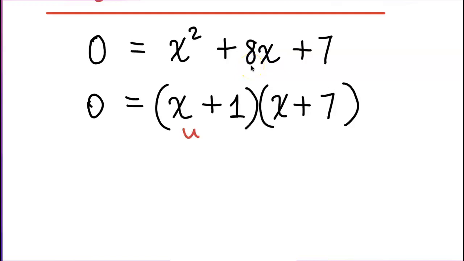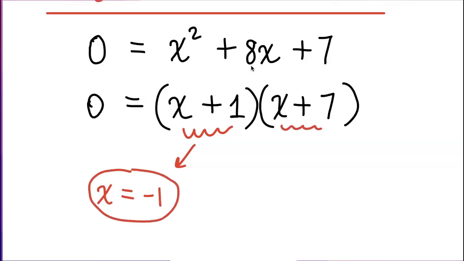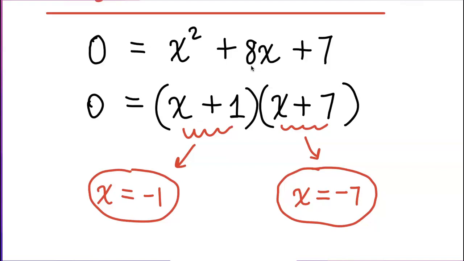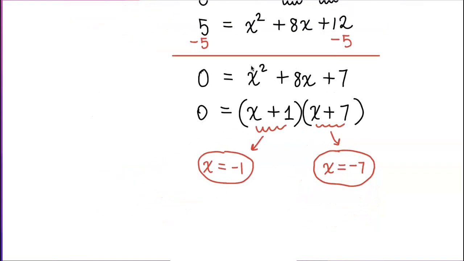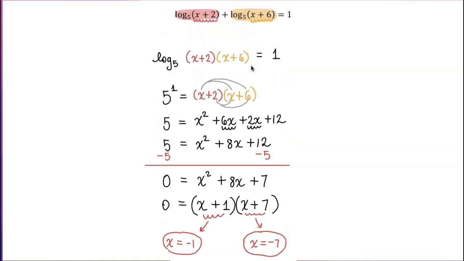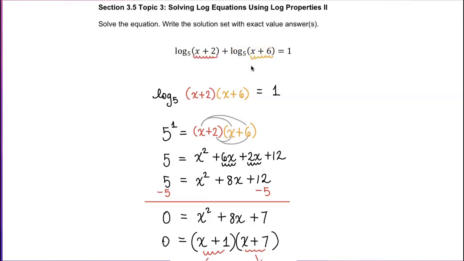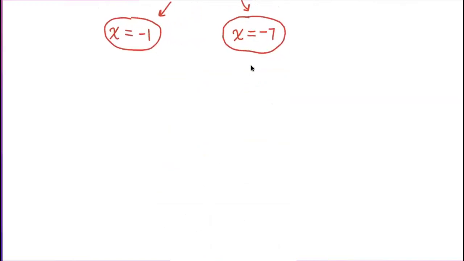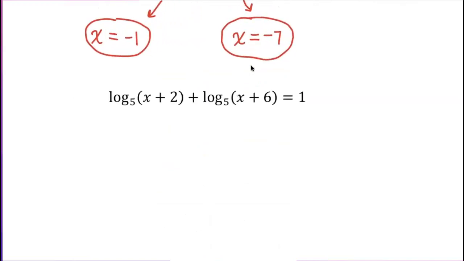Now let's solve for zeros here. The first factor will give us x equals negative 1 because opposites make zeros. Now what about x plus 7? You're going to get x equals negative 7. So I circle these two answers, but we now must check if these are actual solutions to the original log equation because they may be extraneous solutions. So I'm going to go back up and copy this equation down to the bottom here and check our solutions.